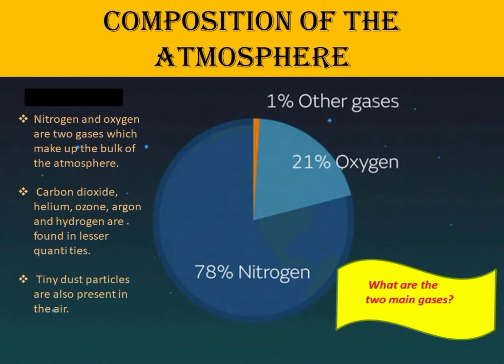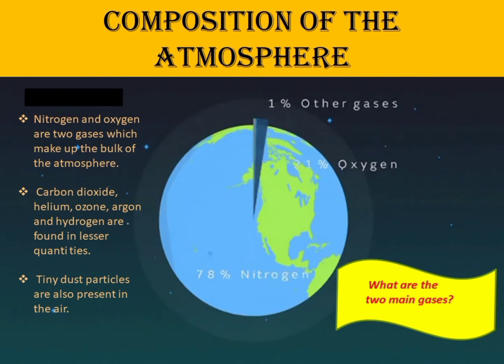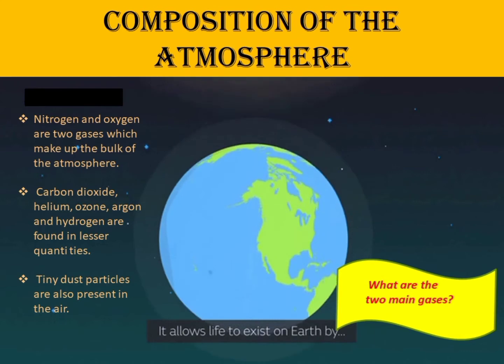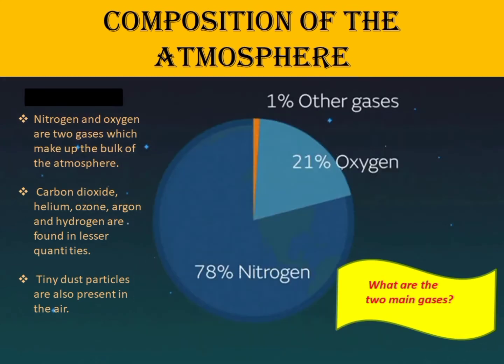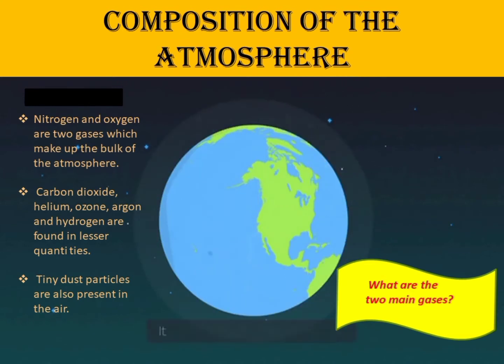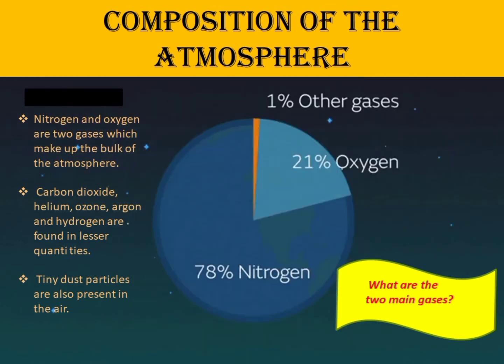Tiny dust particles are also present in the air. These dust particles are so thin and small that they are not visible. You already observed when sunlight is coming through a window, in the rays of sunlight there are particles which are moving. Those particles are visible but a few we can't see because they are too small, so they are also a part of atmosphere.